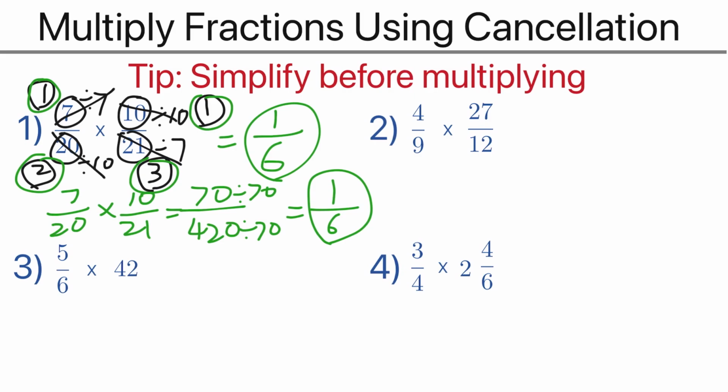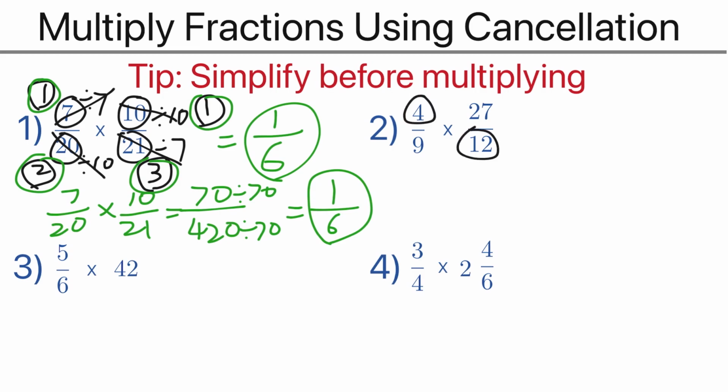Now let's take a look at example 2. We have 4 over 9 times 27 over 12. Now let's look at the numbers up and down. 4 and 9 cannot both divide into a number. 27 and 12 also cannot both divide into a number. Now let's look diagonally.